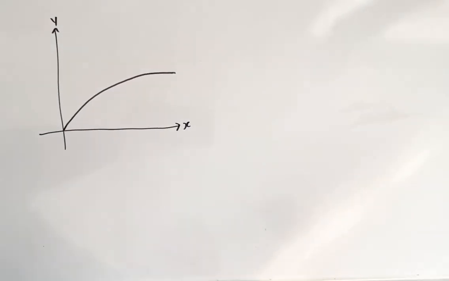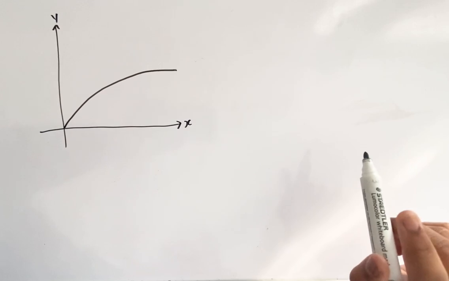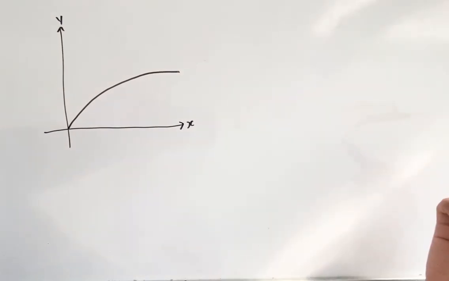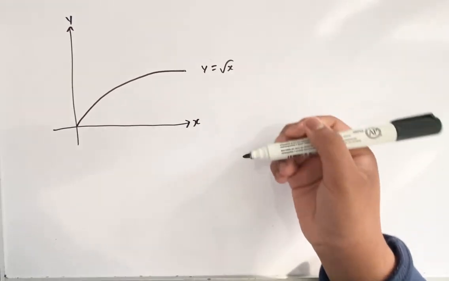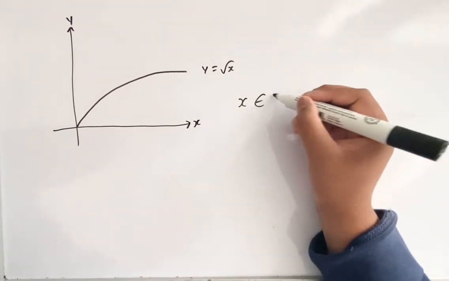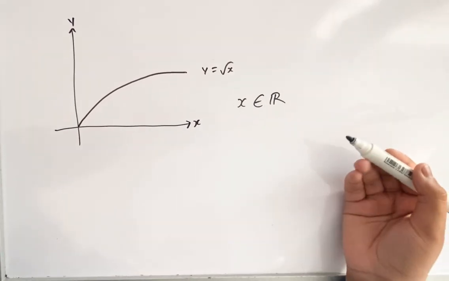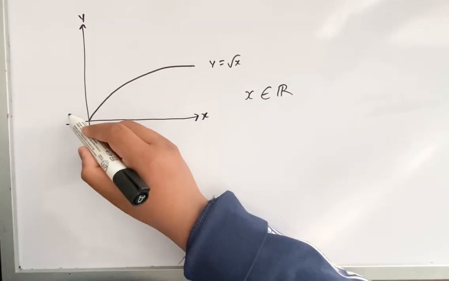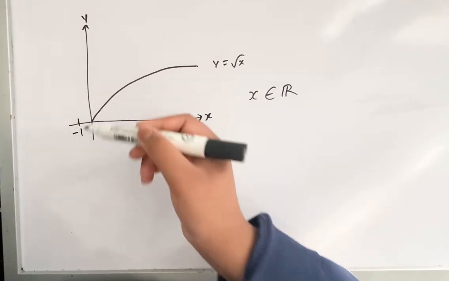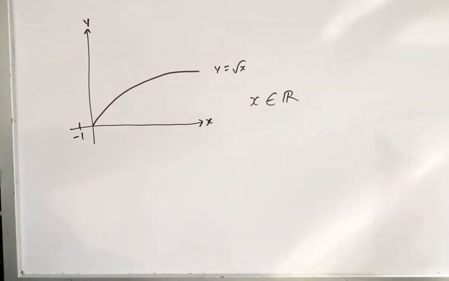A mapping can be turned into a function by considering its domain, which is all the possible inputs it can take. For example, take the graph y equals square root of x. If x can take any value in the real set, any real value of x, then it's not a function, as some values of x aren't defined. For example, x equals -1. You can't have the square root of -1, so it isn't mapped.